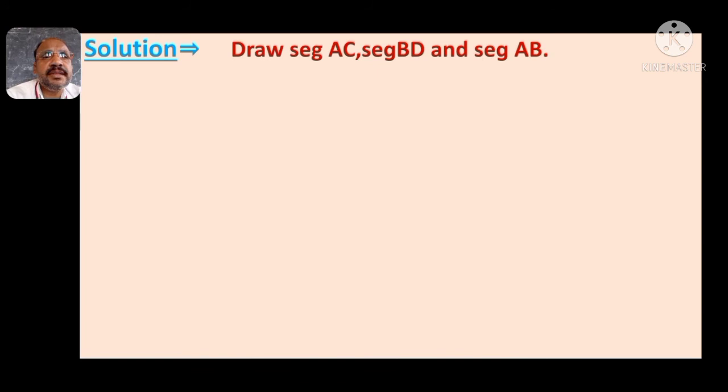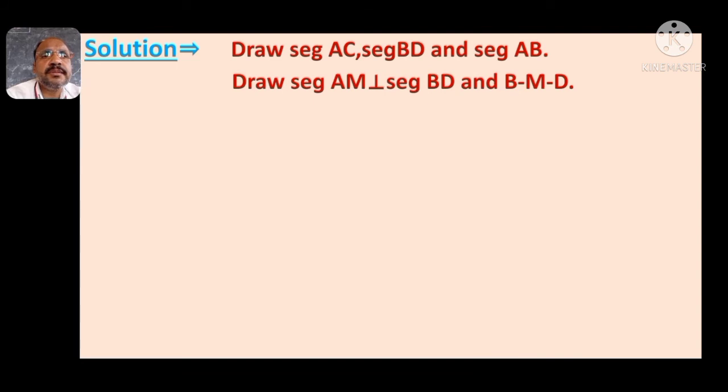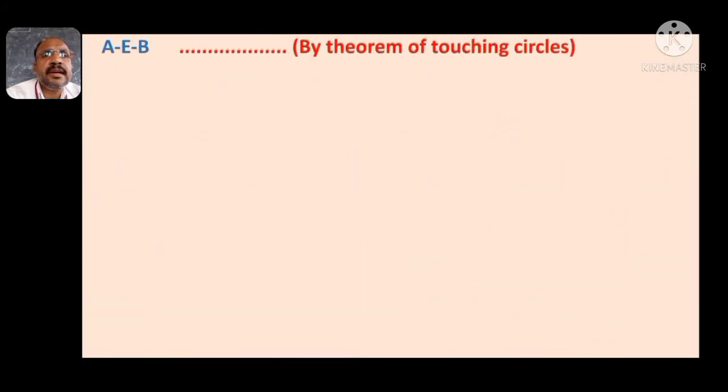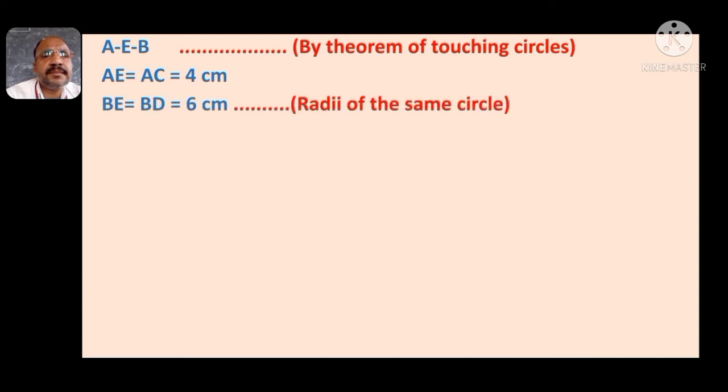Draw segment AC, segment BD and segment AB according to the figure. Here is the construction. Draw segment AC, segment BD and segment AB. Draw segment AM perpendicular to segment BD, B-M-D. Here is the figure after construction. Now, A-E-B by the theorem of touching circles. AE is equal to AC is equal to 4 cm. BE is equal to BD is equal to 6 cm. Radii of the same circle.